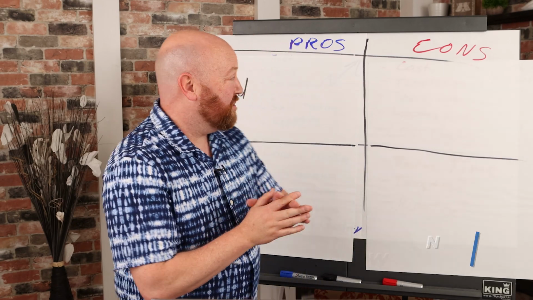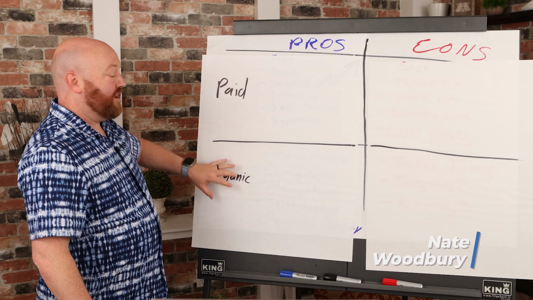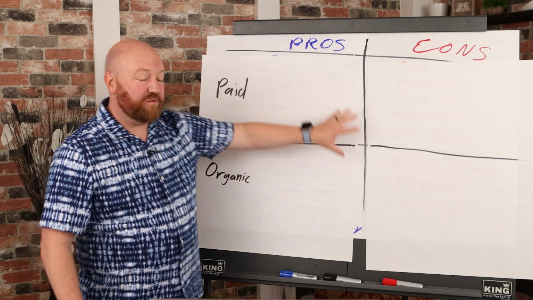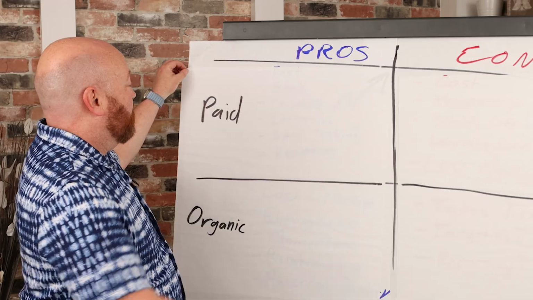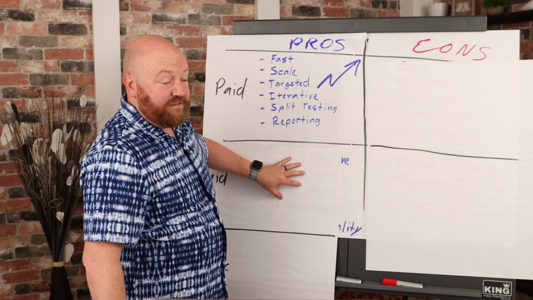Okay, so the way that we're going to break this down is we're going to look at pros and cons for paid and organic marketing. I think there's some important things that we need to list in all four quadrants. We're going to look first at the pros for paid. So let me move this down. We'll keep this one covered for just a minute.